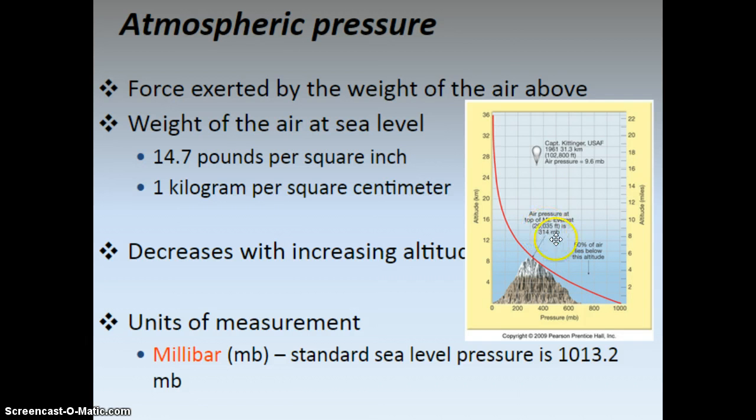Here, Mount Everest is 29,035 feet. The air pressure there is only 314 millibars. It's much, much less than the average standard sea level of 1,013.2 millibars, and that would be the value of the air pressure at sea level. So as I rise in elevation, I'm decreasing in pressure.